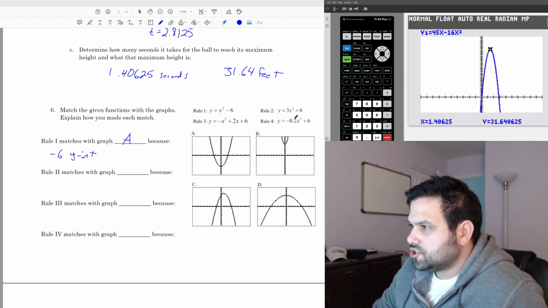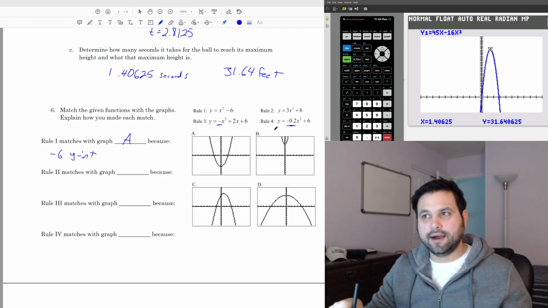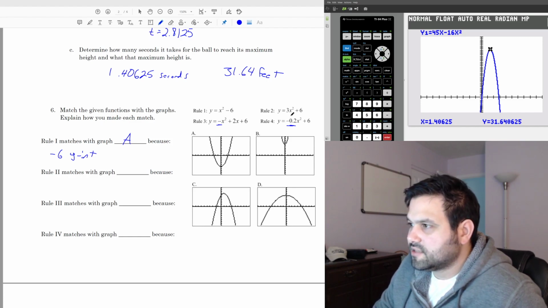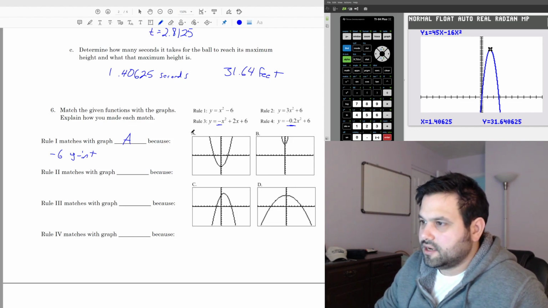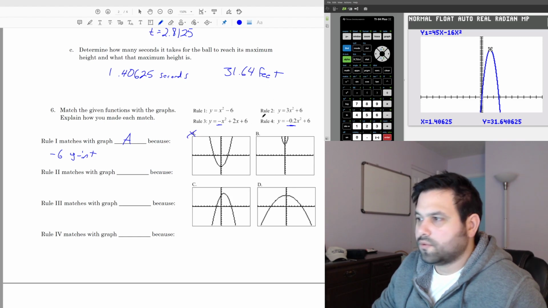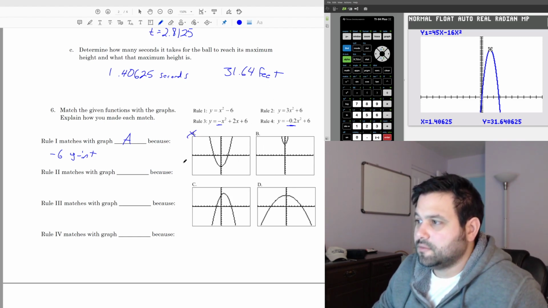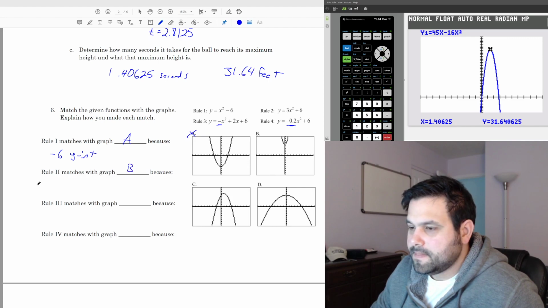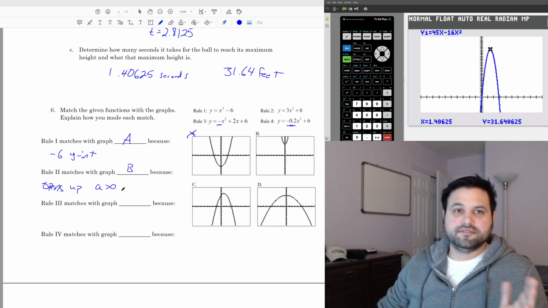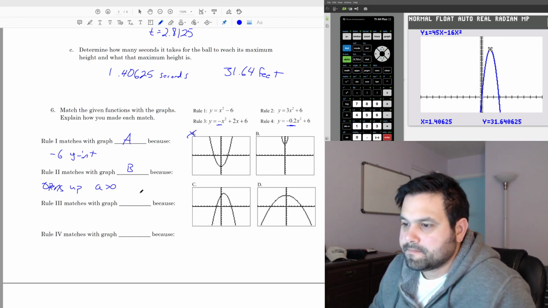And then rule 2. So rule 2, now we can look at the A value. Those are negative A values, which means those should open down. And so this one has the positive, so it's the only other one. I've already used A. It's the only other one that opens up, so that's going to be B. So the A value is greater than 1, so it opens up. A value is greater than 0. It's positive. It's a positive A value.